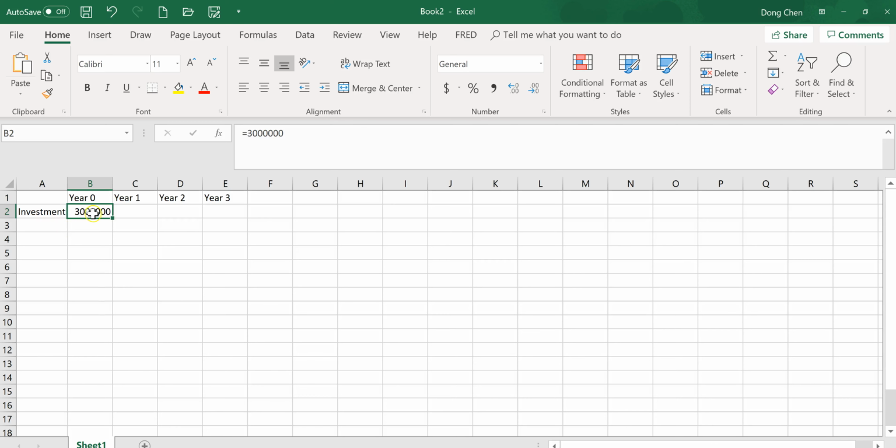In order to do that, I also want to give a verbal name rather than the cell number. For example, I just use invest to denote this value. So later on, I can just type invest, and Excel will recognize it's this number here.